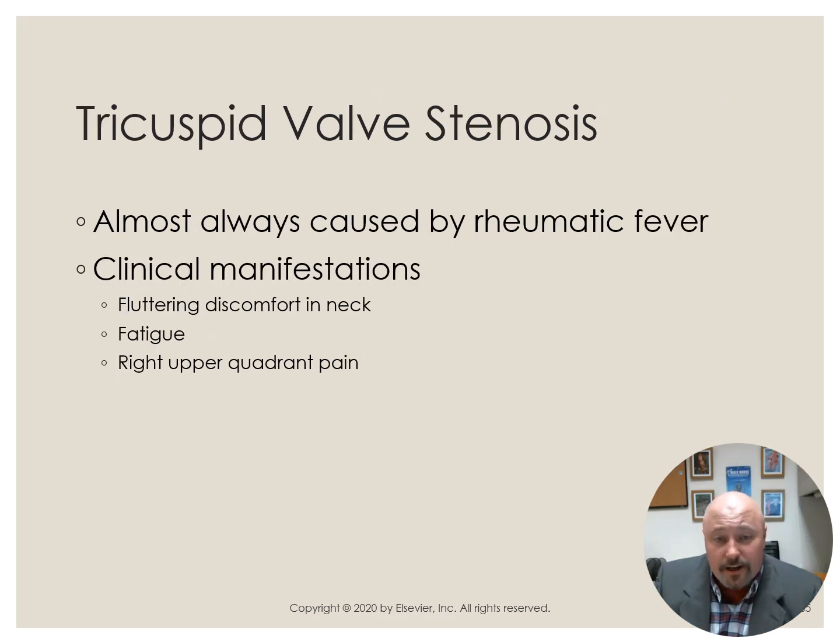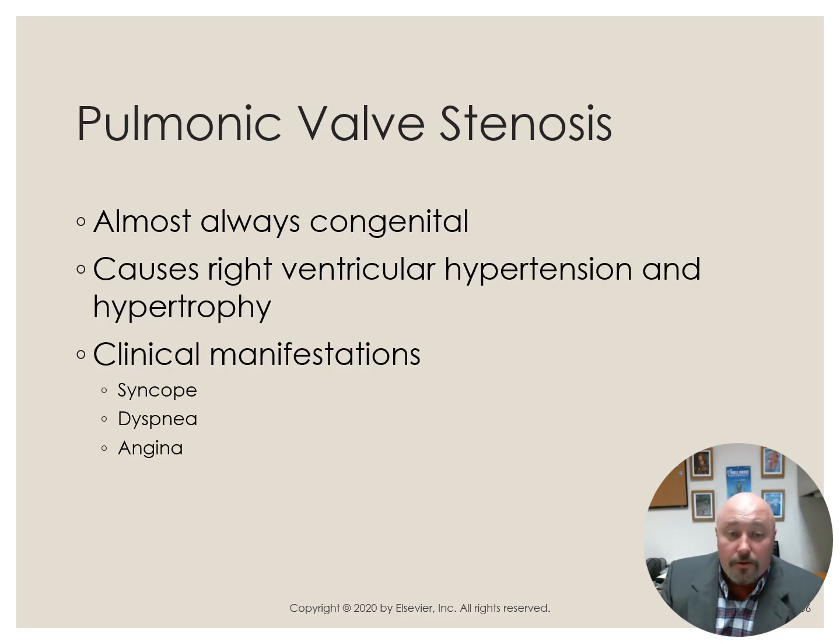In the case of tricuspid valve stenosis, it is almost always caused by rheumatic fever, with clinical manifestations including a fluttering discomfort in the neck, fatigue, and right upper quadrant pain. On the other hand, pulmonic valve stenosis is almost always congenital and causes right ventricular hypertension and hypertrophy, with clinical manifestations such as syncope, dyspnea, and angina.